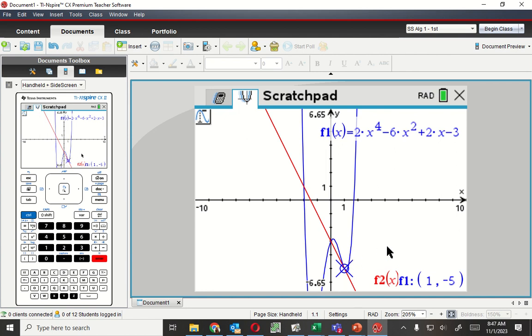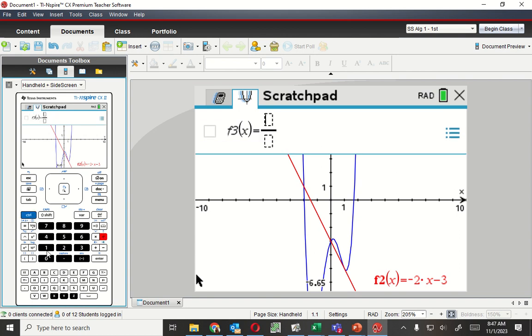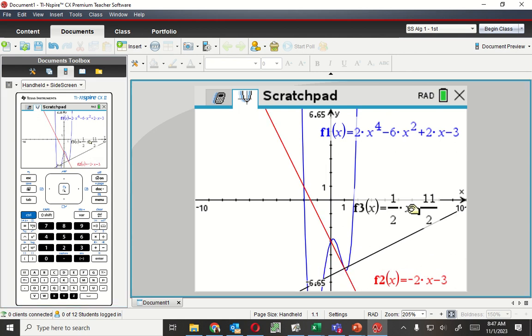And now I'm going to put in my normal. So I have my function in blue, my tangent in red, and the normal was positive 1/2, right? Positive 1/2 x. Hit control divide to make this one easier. And it was minus 11/2. Hit OK. There we go. So again, it is touching right here at the same point. All three are actually touching at the same point.